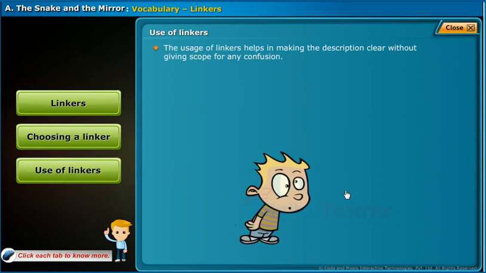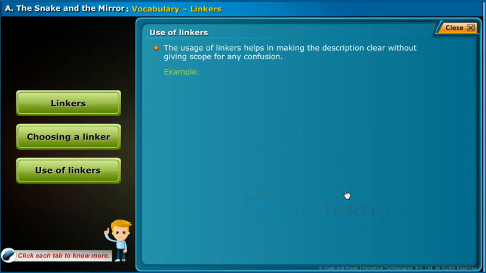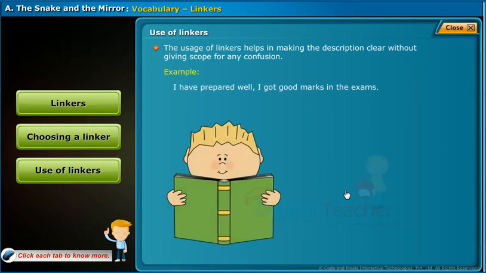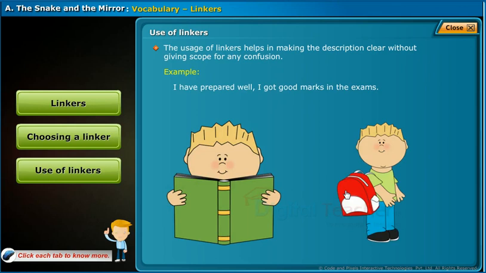The usage of linkers help in making the description clear without giving scope for any confusion. Example: I have prepared well. I got good marks in the exams. This example contains two different ideas but are not connected logically. When we modify it as I have prepared well, as I got good marks in the exams, both the ideas are getting connected logically. Here, as is playing a role of a linker.